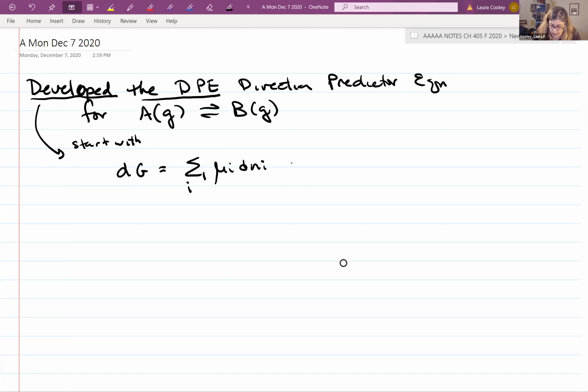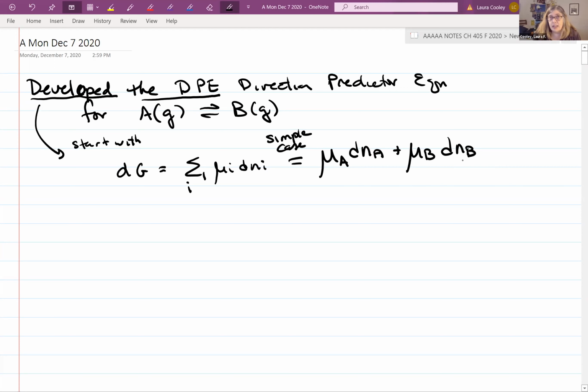So in this simple case, this is the chemical potential of A times the change in moles of A, plus mu_B dN_B. And that's where we started last time.